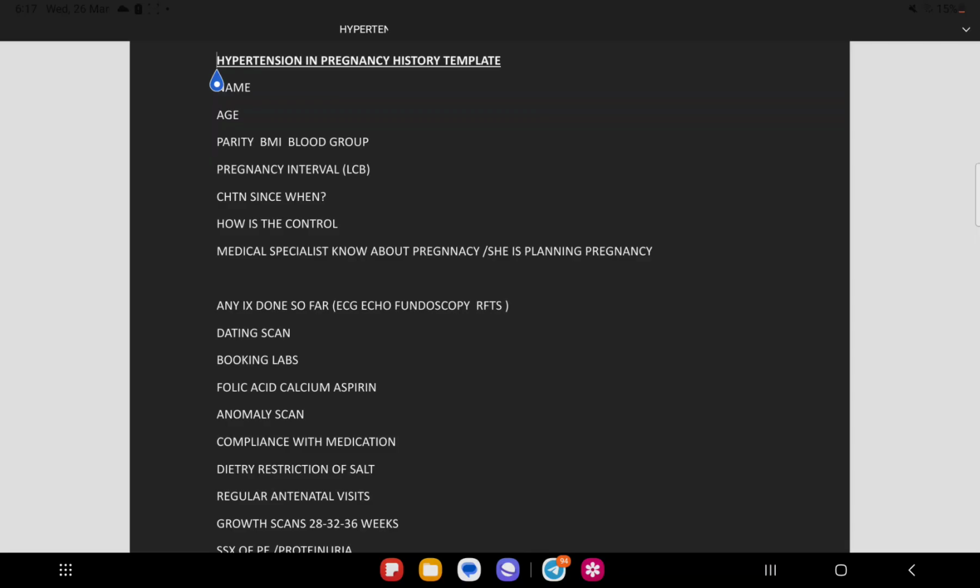You will know each and everything about your patient, what medication she is taking, whether she is having any medical history, whether she has regular antenatal visits, growth scans are done, anomaly scan is done, dating scan is available or not. So all these things are very important in your history. If you master this history template, we can incorporate only a few points, and then the history for gestational hypertension and preeclampsia is also complete.